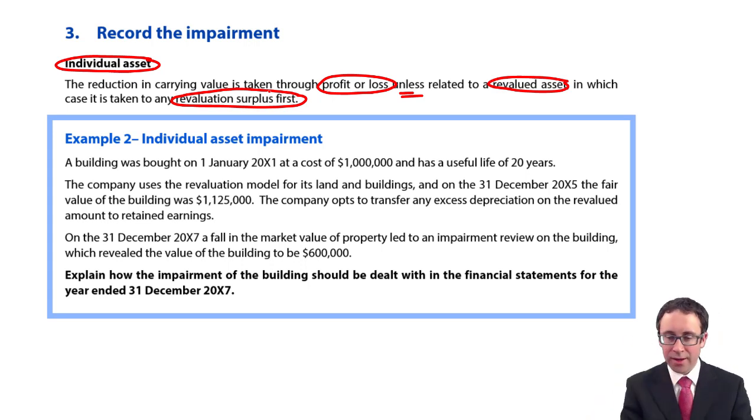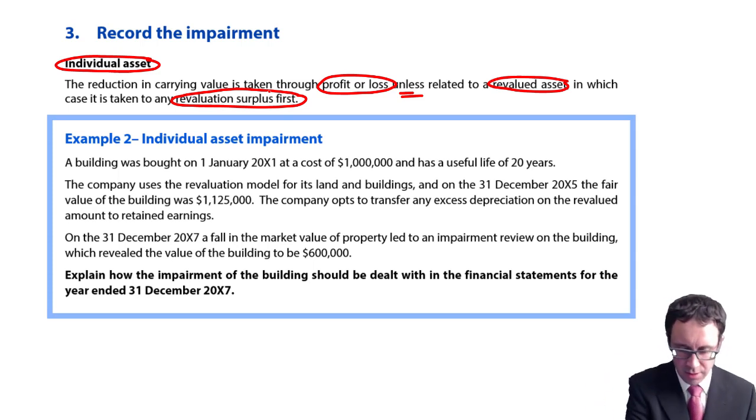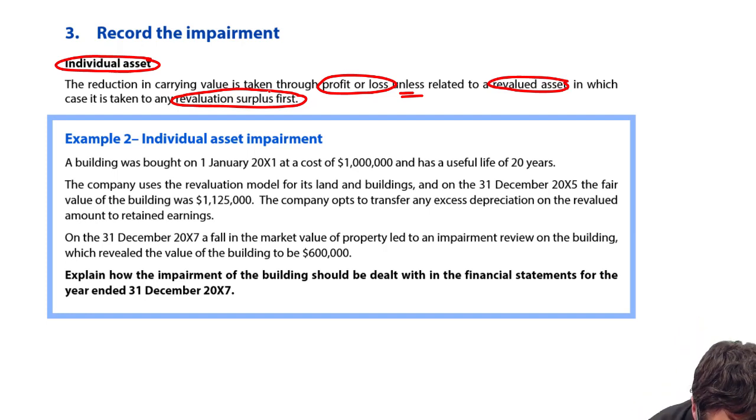So let's go through here and have a look at the second example on the individual asset impairment. Again, it asks you to explain. The explanation is done within the notes.